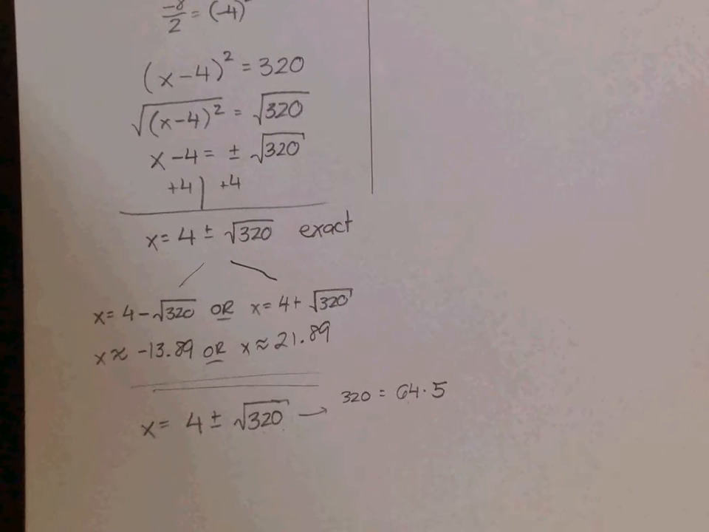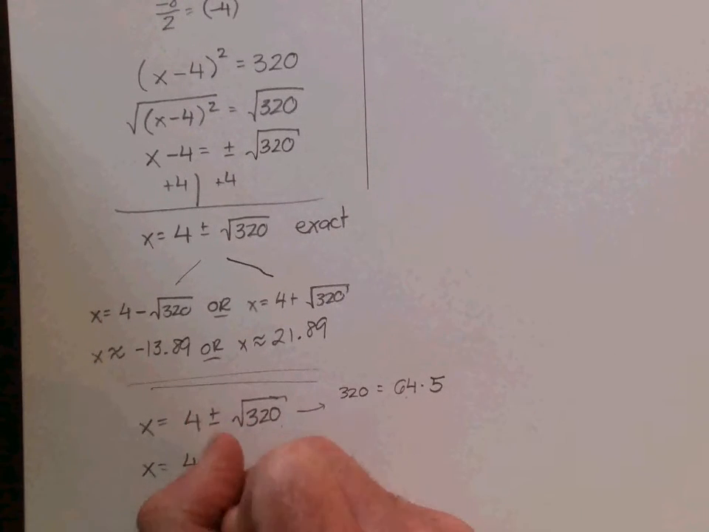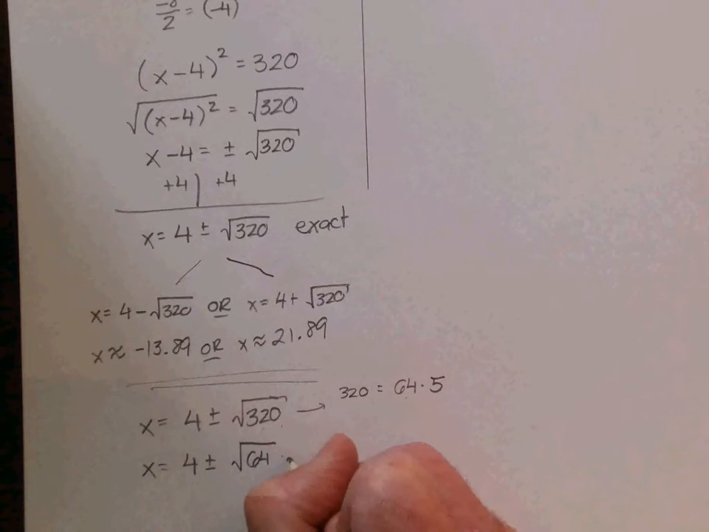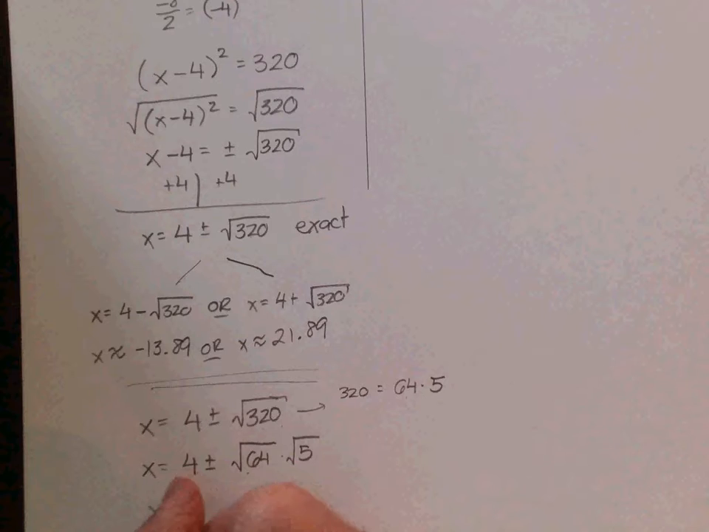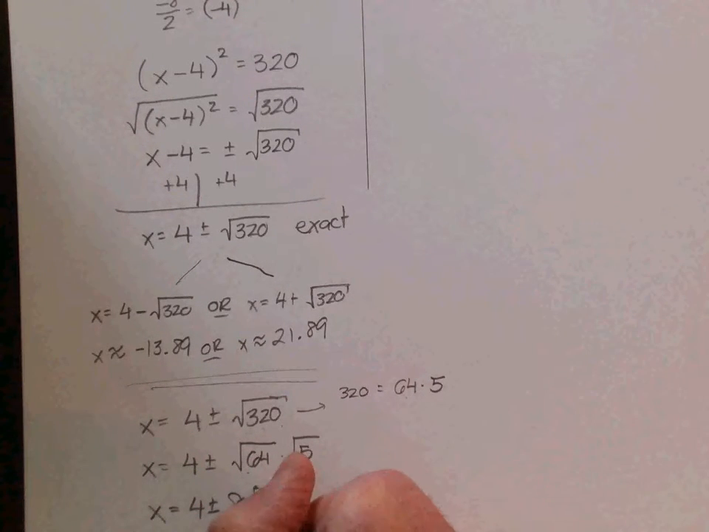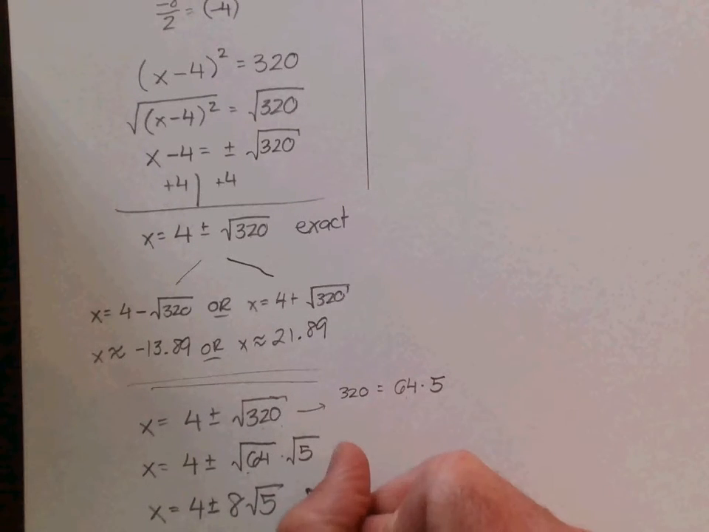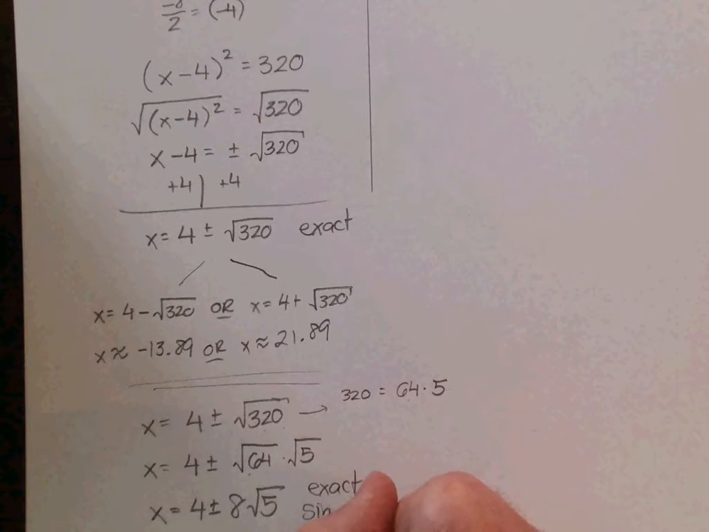So this is called simplest radical form. If I did x is equal to 4 plus or minus the square root of 64 times the square root of 5, and I always put the perfect square first, then x is equal to 4 plus or minus 8 square root of 5. And this is now the exact solution in simplest radical form.